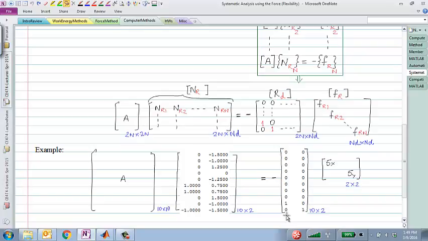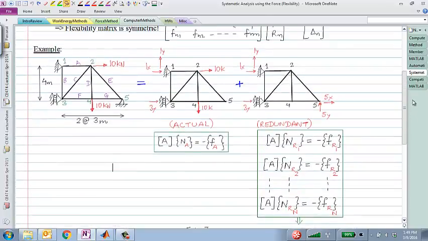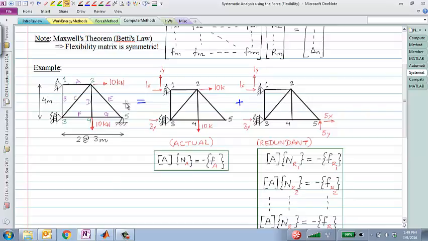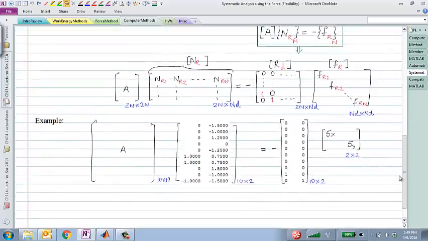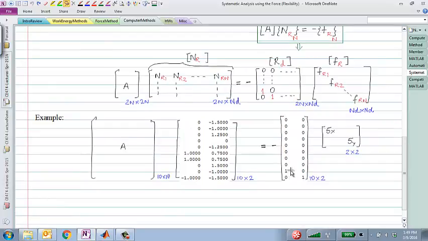There are 10 entries here. Why 10 entries? 2 for each node. There are 5 nodes. There are 2 degrees of freedom per each node. And if you look at the second but last entry, that's a 1 here. So node number 5 in the x direction has a unit load in this first column.